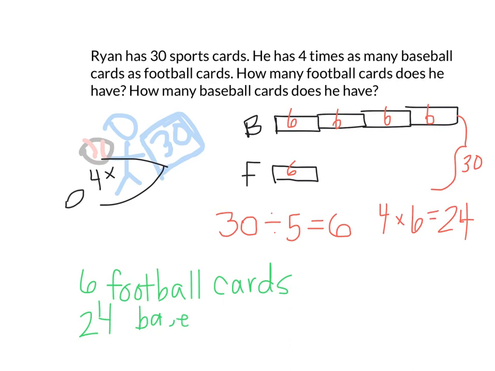I can check my work by making sure that 24 and 6 add up to 30. They do. And I can also make sure that 24 is 4 times as much as 6. And I know it is because 6 times 4 is 24. Now we always answer word problems in a complete sentence. So my sentence is Ryan has 6 football cards and 24 baseball cards.